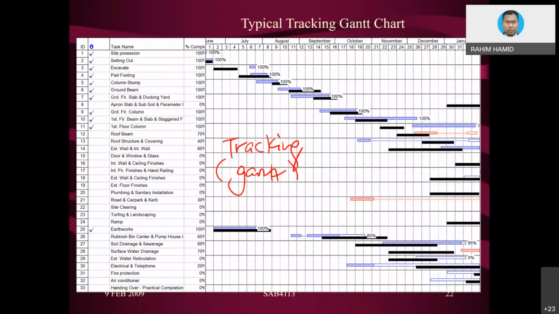dual bar chart for each activity being shown, just to show what this thing is. The bottom one, normally what we call baseline. Baseline is the plan, the original. Whereas the blue color reflects what we call actual. So we can see what are the timing that we plan, and in reality what happened. Okay, this is what the tracking gun is all about.